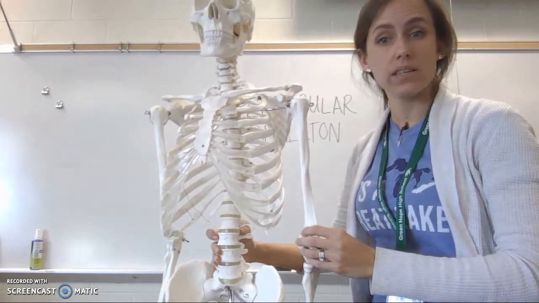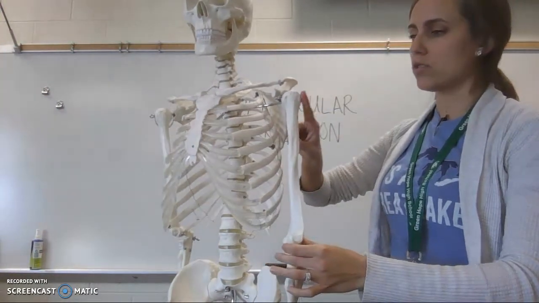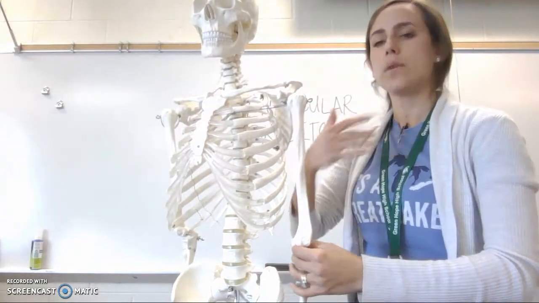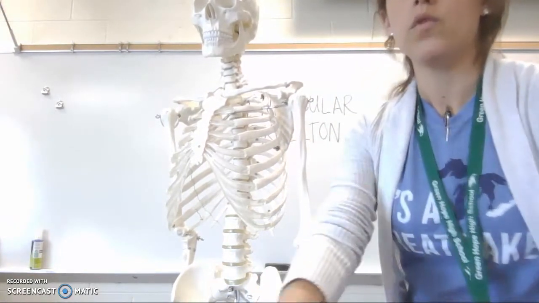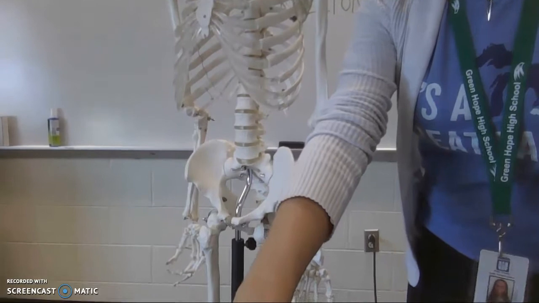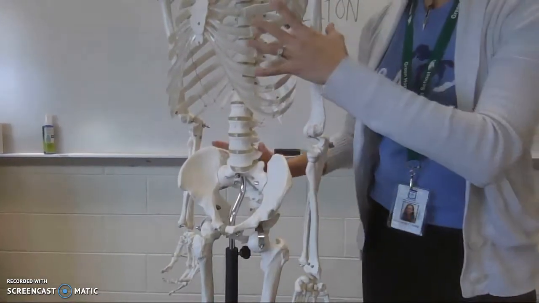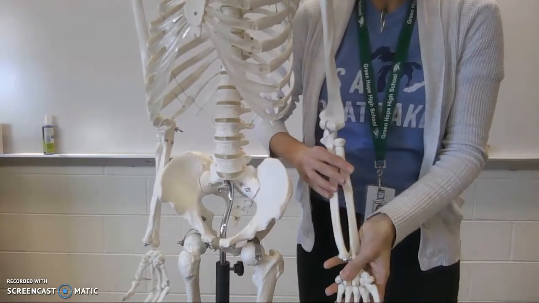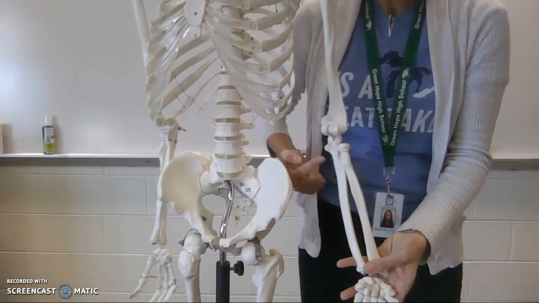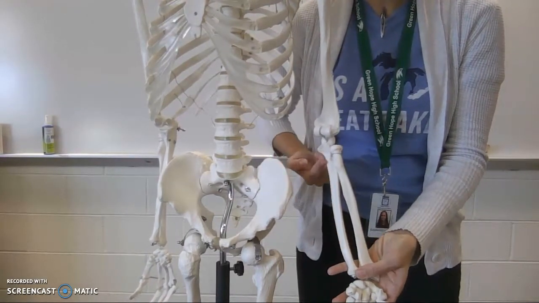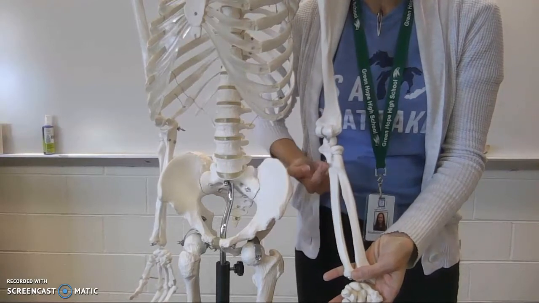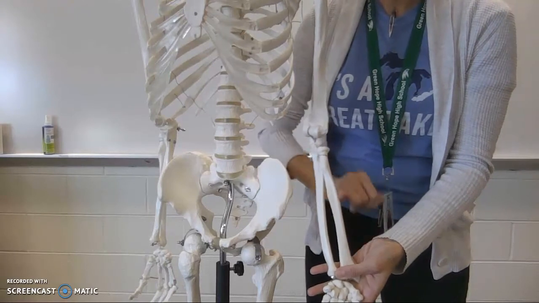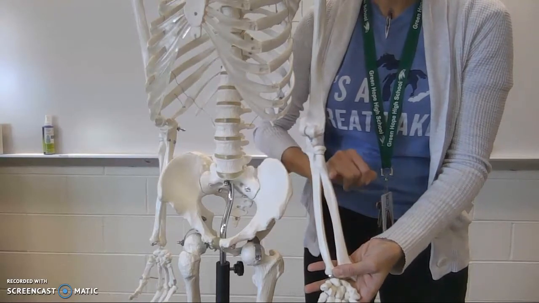Moving on down into the arm, the large bone in the top of our arm is known as our humerus. Moving down, if you're looking at the skeleton in the standard anatomical position, the bone that is more medial is our ulna bone. The bone that is more lateral is our radius.